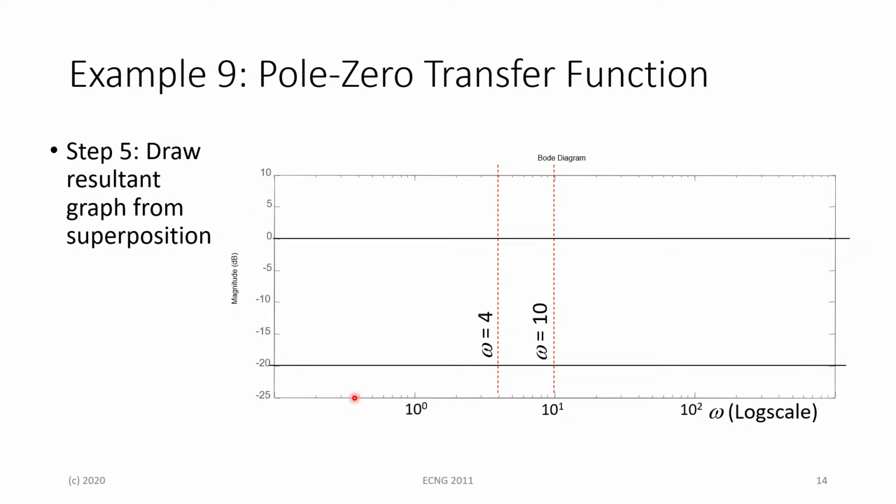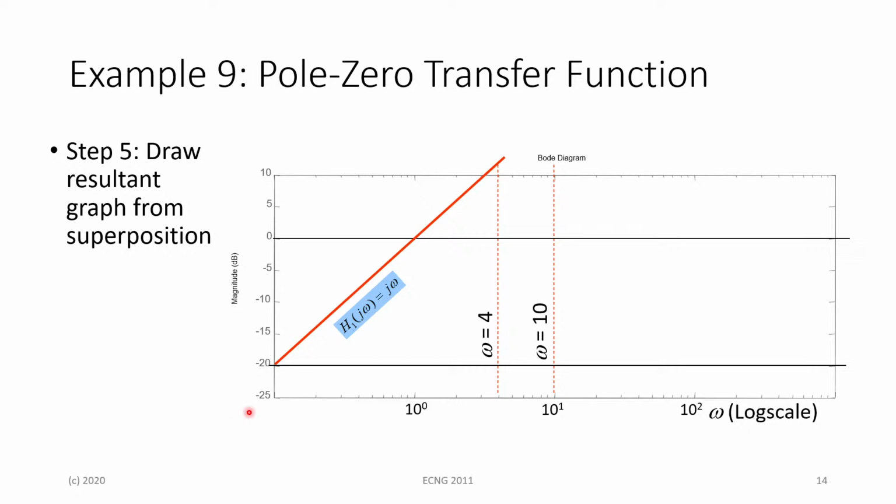Once we draw our axes, we then put our pole values in, because these are going to represent our subsystems. For omega equal 4, this is going to represent our H2 subsystem. And for omega equals 10, this is going to represent our H3 subsystem. Our H1 subsystem was just jω, and that basically just means that we start at the 0 decibel line here in particular.